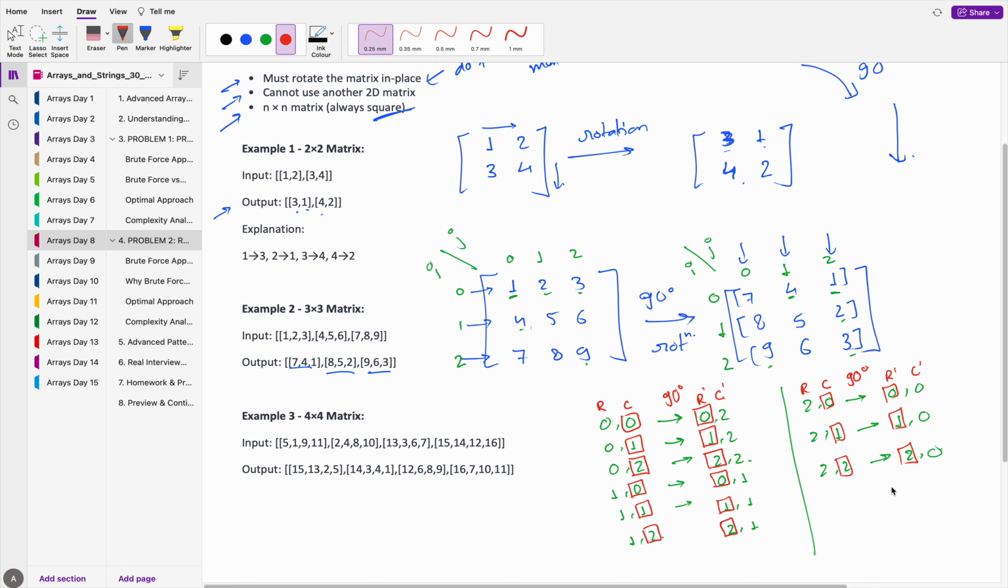So can't I say that after a 90-degree rotation, R dash, the new row, is nothing but the previous column? Yes or no? New row is nothing but the previous column, because your previous column is what became the new row after the rotation. You can see that.